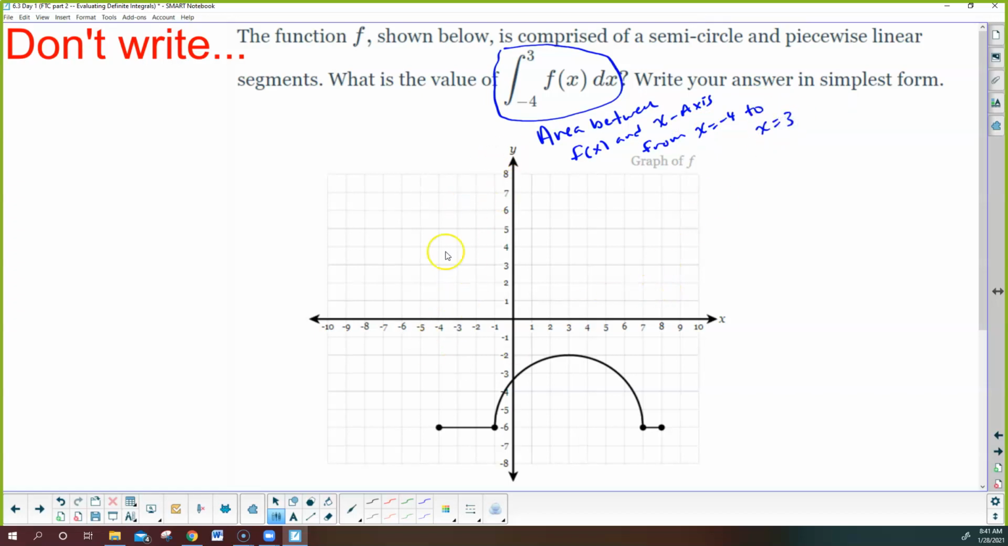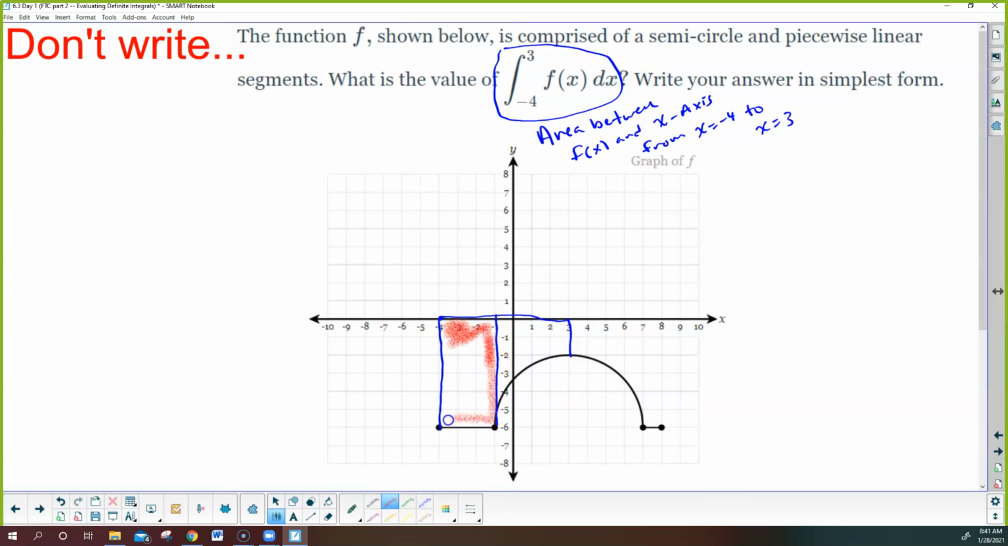So let's look at that. Where is -4? Here it is. Here's the x-axis. So I need the area underneath this curve from the x-axis all the way to 3. So I've got to find this area. Now, as we learned, we can break this up, right? I can break it up into some familiar pieces, and the first area is pretty friendly. That's just a rectangle.